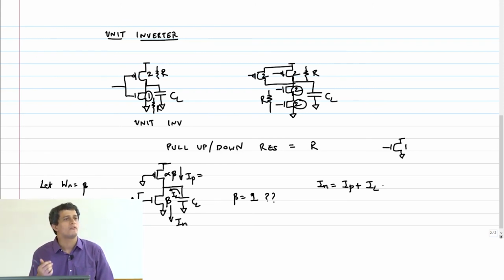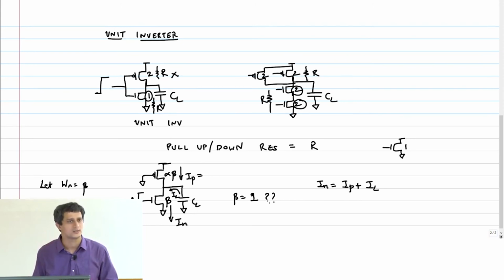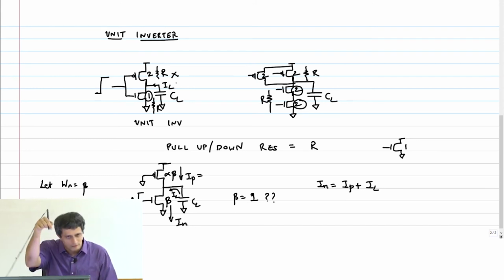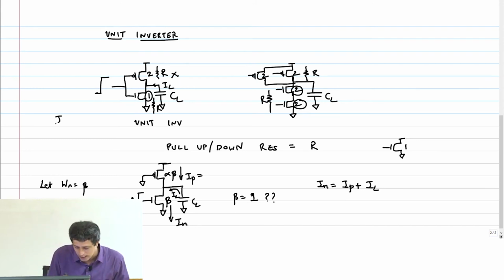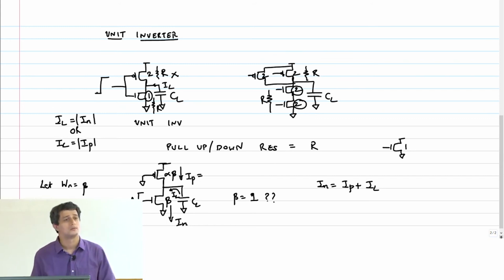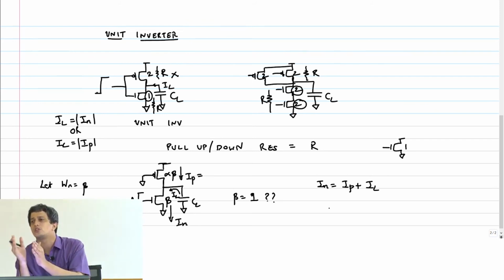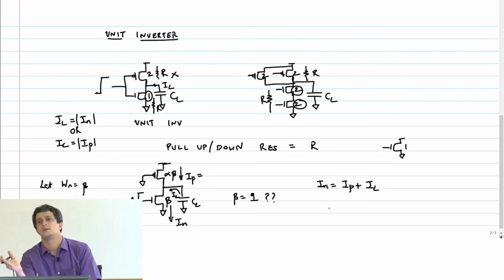Why was it okay earlier? Why were we able to talk about resistances and get away? Because if my input went instantaneously from 0 to 1, the PMOS was cut off immediately, assuming instantaneous rise. It's only the NMOS that was on, and whatever current went through the load or came from the load went into the NMOS transistor. So we had the condition that IL was equal to IN or IL equal to IP, at least in magnitude. Let me not worry about the sign. All the current that was available from the transistor was used to discharge the load, and ultimately that's what determines delay.